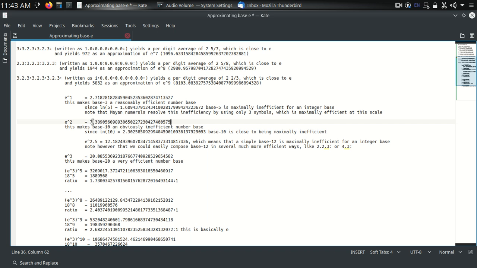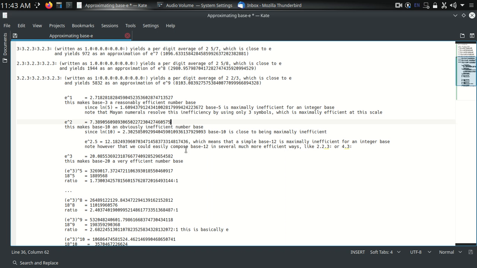Yeah, so e squared is 7.4 whatever, a little less than that, 7.389. So this actually makes base 10 obviously very inefficient, because 10 is pretty far from that. And now if we look at the ln of 10, it's 2.3 something. So base 10 is close to being maximally inefficient. Now if we search for our maximally inefficient thing, so this is going to be as far away from an integer power of e as possible, so that's going to be 2.5 in this case. e to the 2.5 gives us just over 12, like 12.18. So this means that the simple base 12 is maximally inefficient for an integer base.